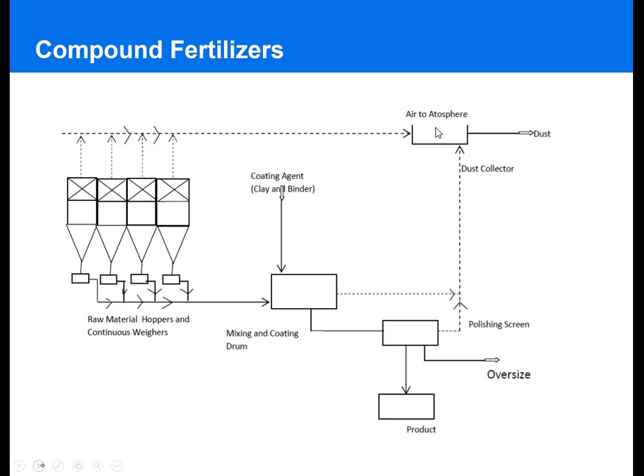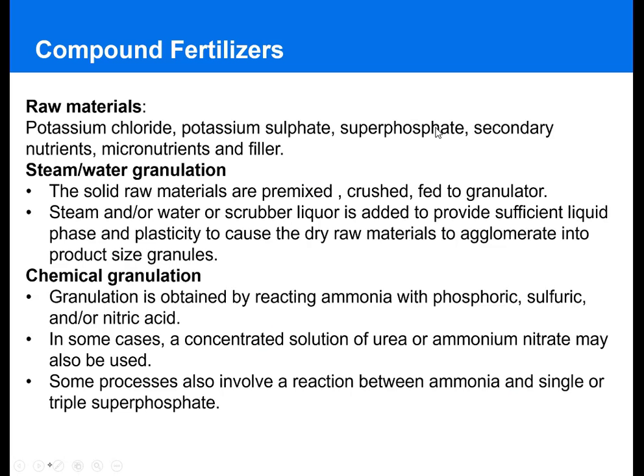The last category of fertilizers includes compound fertilizers, which are basically mixtures of different types of fertilizers ground together, granulated, and coated to slow down the release of the different nutrients. These compound fertilizers are made out of sources of different nutrients, potassium chloride and potassium sulfate as sources for potassium, superphosphates as sources for phosphorus, and other secondary nutrients and micronutrients and fillers.